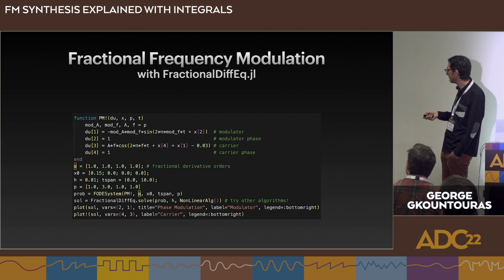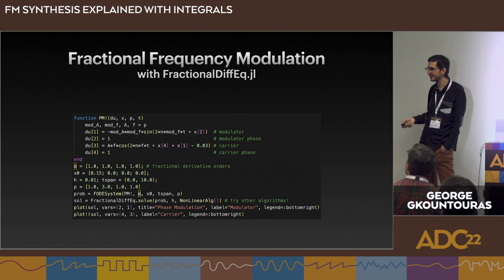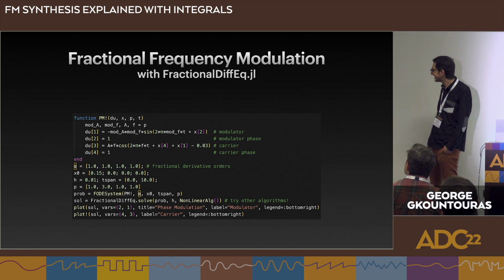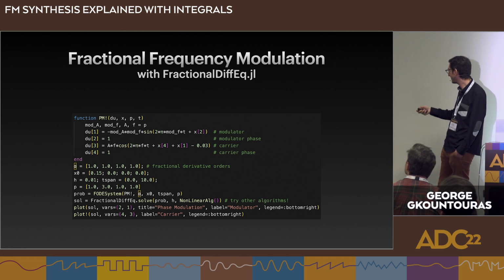So yeah, this is where we define the fractional derivative order. So this one should be 0.5. And yes, Julia supports Unicode. This is a Greek alpha. Yeah, so the rest of the stuff is just how to use the library.